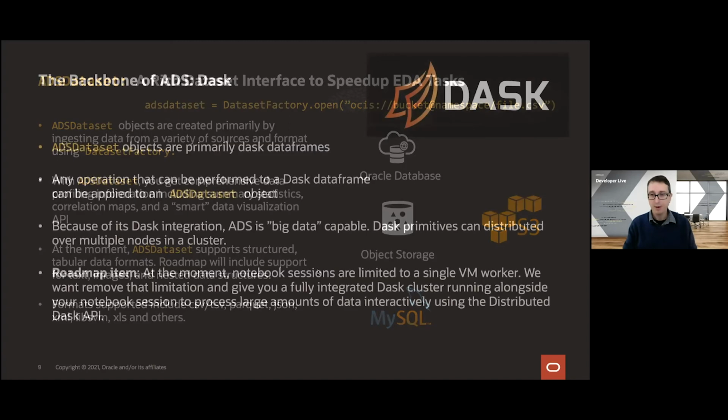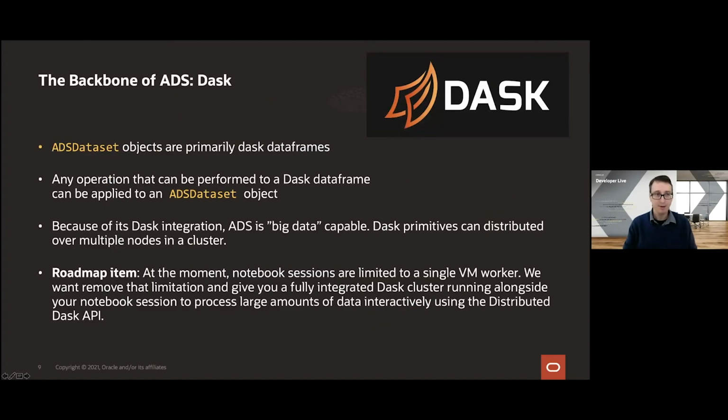But the backbone of ADS, and the backbone of the ADS dataset object, is Dask. You can think of ADS datasets as being primarily Dask data frames. So any operations that you would normally perform on a Dask data frame can be applied to an ADS dataset object. And the key benefit of using Dask here is that ADS is essentially big data capable, because Dask can be used in a distributed fashion where the data can be split on different nodes on a cluster.